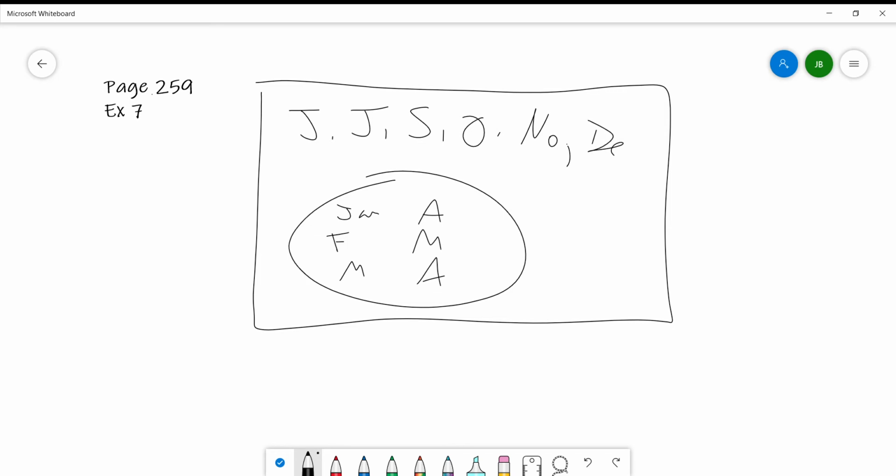So what are the outcomes favorable to event A prime, the complement of A? It's all of these. The complement of A, these are the outcomes favorable to picking a random month that doesn't have an A in it. June, July, September, October, November, December.